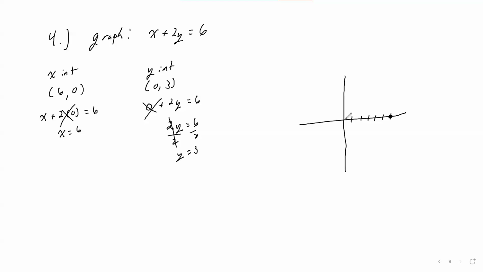How do I graph 0 comma 3? 2 points make a line. So x-intercept, let y equal 0, solve for x. Y-intercept, let x equal 0, solve for y.